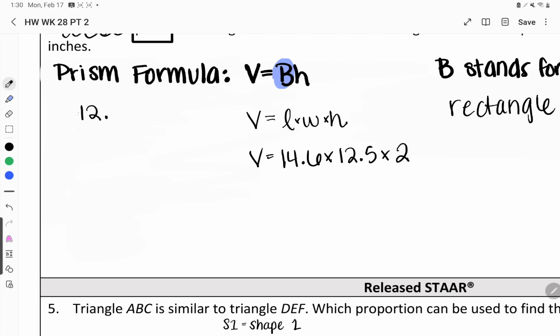I have 12.5 times 2. What's 5 times 2? 10. So I write down a 0, carry my 1. What's 2 times 2? 4. 4 plus 1. 5. What's 2 times 1? 2. How many decimal places do I have? 1. So that right there is 25. So I'd have 14.6 times 25.